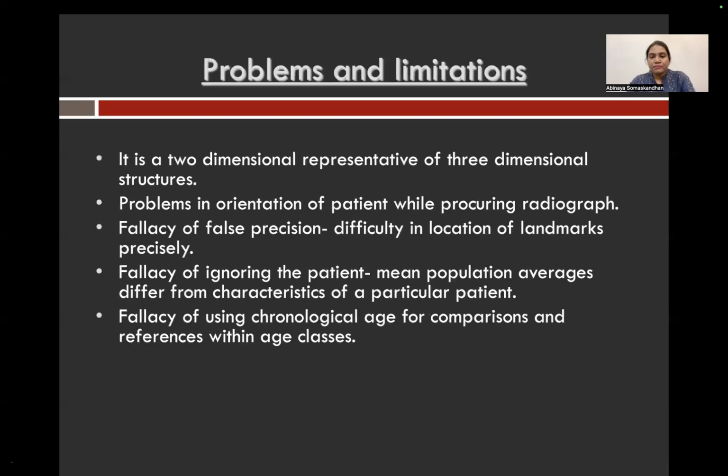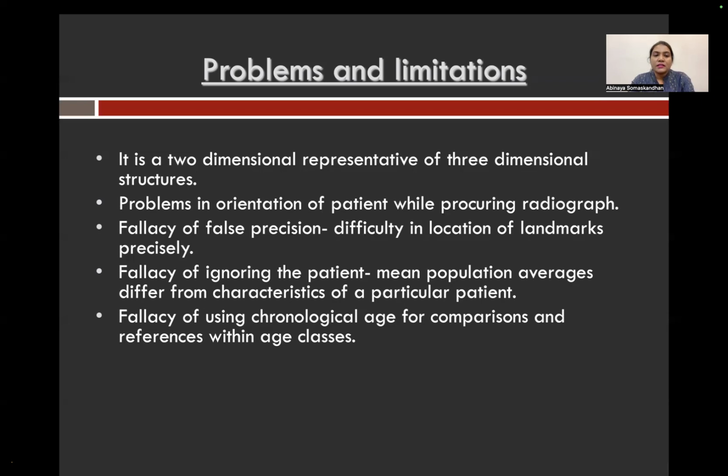So this is regarding the cephalometry, but there are lots of problems and limitations for cephalometry as well. First thing is, it is a two-dimensional representation of a three-dimensional structure. So there can be overlapping structures and there can be improper landmark registrations also. And problems in orientation of the patient while procuring the radiograph, like maintaining the head position, or there can be false precision, that is difficulty in locating the landmarks precisely, or the fallacy of ignoring that the mean population taken to determine the average values is different for different races. So the population bias can also occur.